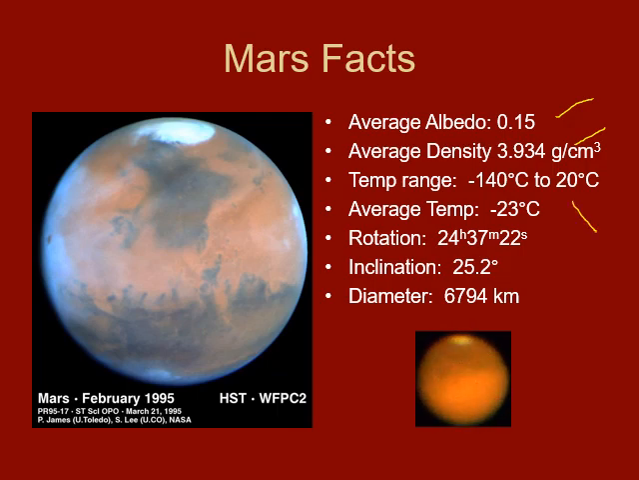The temperature ranges from a low of minus 140 degrees Celsius, which is more than cold enough to freeze carbon dioxide, the main composition of the atmosphere, up to 20 degrees Celsius, which is like a very cool day on Earth. The average temperature is about minus 23 degrees Celsius. So that is darn cold, like northern Canada cold. Rotation rate, just over 24 hours. Tilt, about 25 degrees. Diameter, much smaller than Earth. You could fit almost 8 Marses inside of Earth.